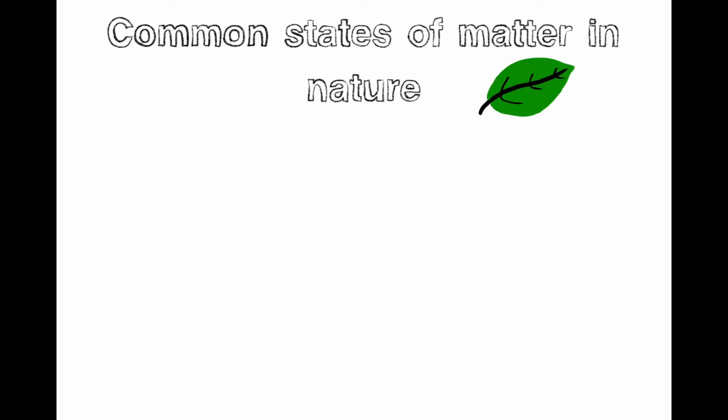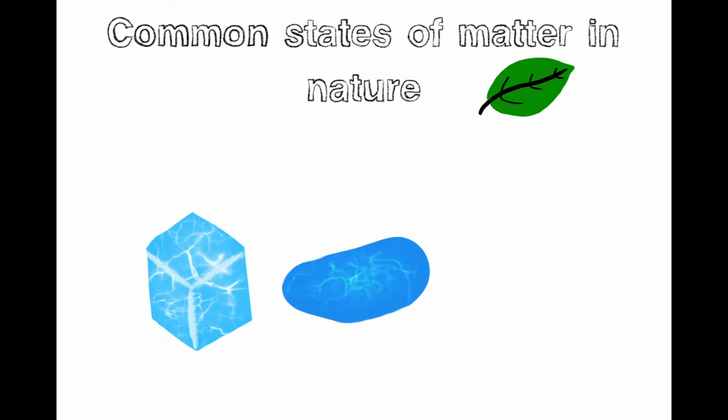which we can observe in nature. Water, for instance, is commonly found in its solid, liquid, and gas phases in nature. But there's one state of matter which is often forgotten: plasma. Certain gaseous substances turn into plasma if they're heated sufficiently.